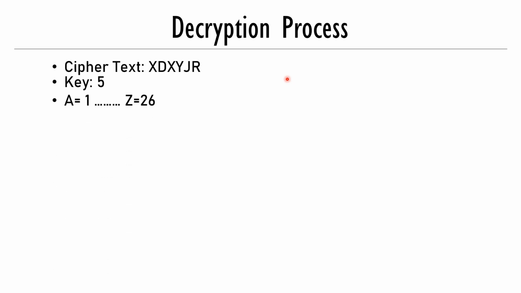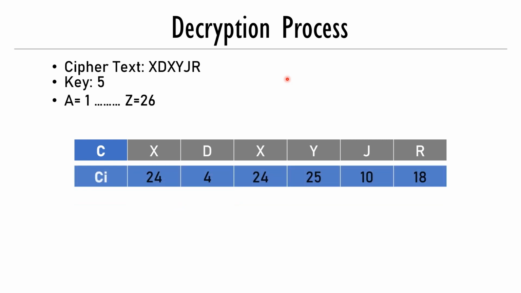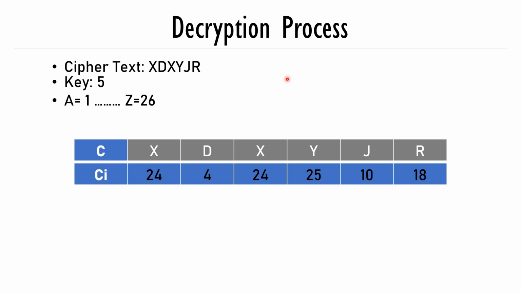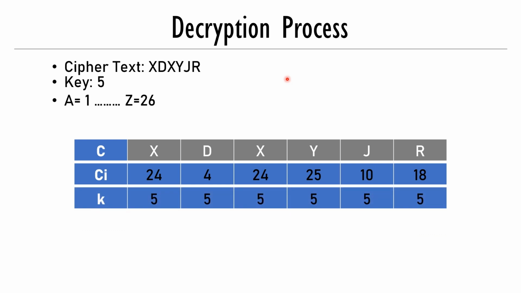So for the example, the ciphertext equals xdxyzr. The key will be the same, because as I mentioned earlier, the encryption key and decryption key both will be the same for the Caesar cipher algorithm, and the index also. At first, C, which is xdxyzr, and their indexes are 24, 4, 24, 25, 26, 18. Now the key will be added.